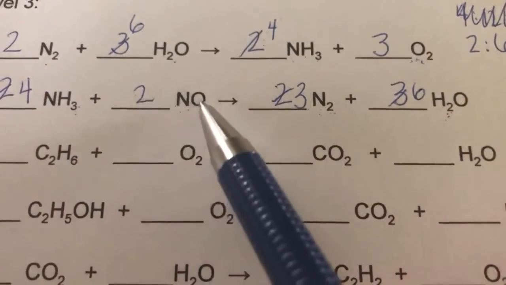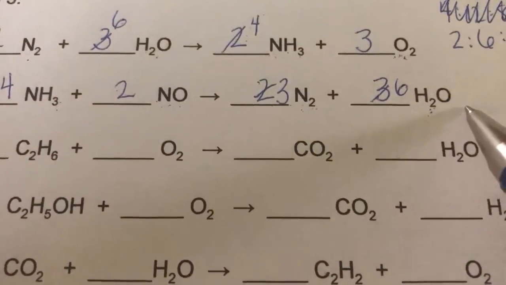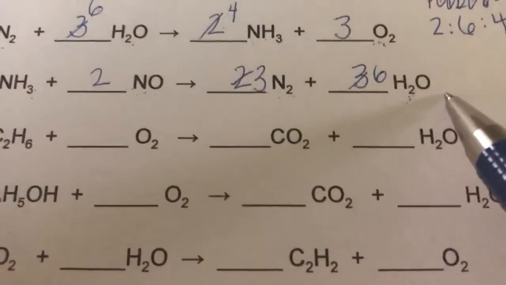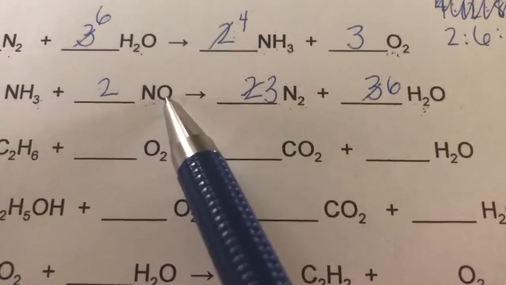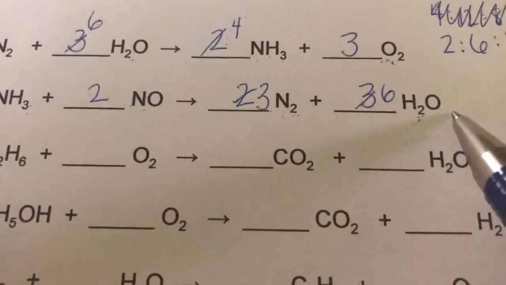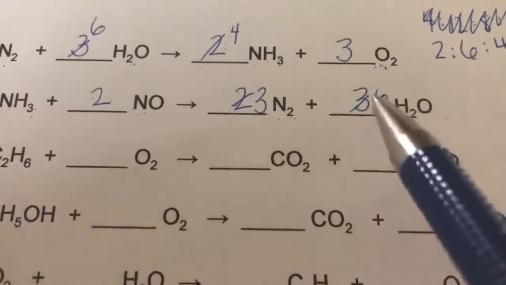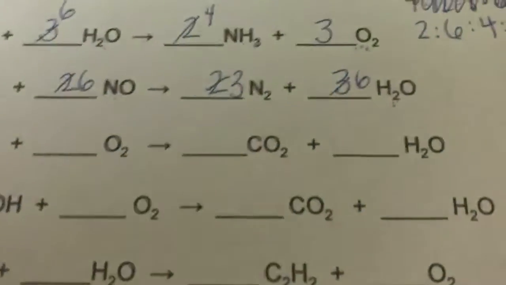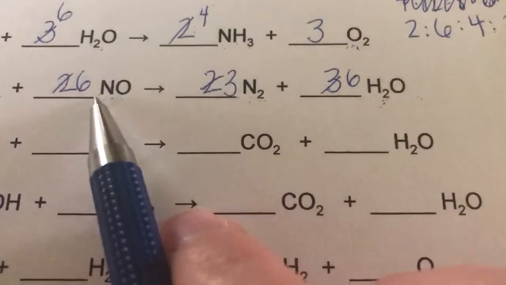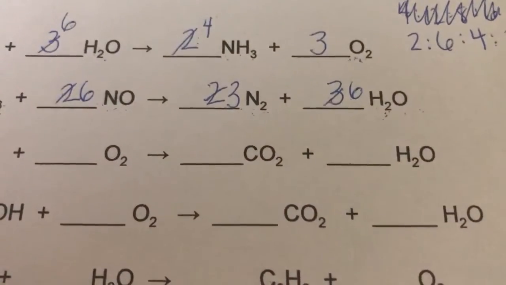We have 2 oxygens. But now over here, we have 6 oxygens. 2 oxygens to 6 oxygens. Oh no. I gotta make my oxygens match. So this 2 has to become a 6, because now I have 6 oxygens and I have 6 oxygens.